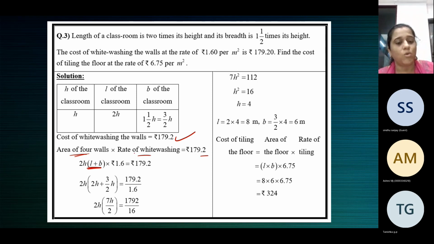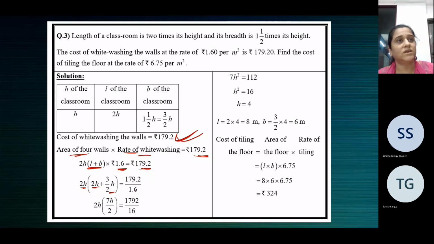Then how do you write the area of 4 walls? 2H into (L plus B). What is the rate? 1.6. What's the total cost? 179.2. We are continuing with this one. Then 2H. What is L? 2H. What is B? 3 by 2H. And this will go for division. Correct? Now then, you should take the LCM. What is 2 plus 3 by 2? It's 4 plus 3, 7 by 2. So 7 by 2H or 7H by 2.